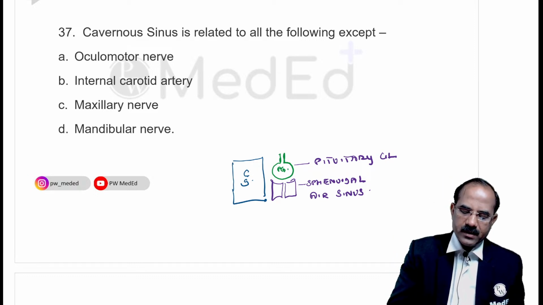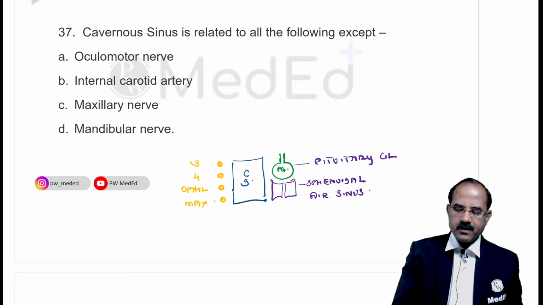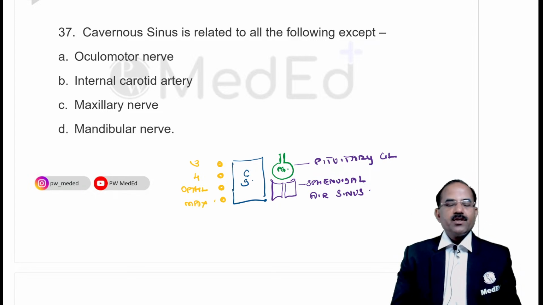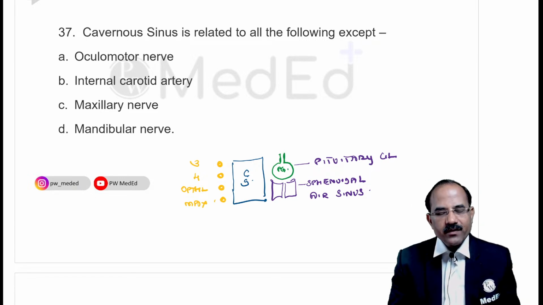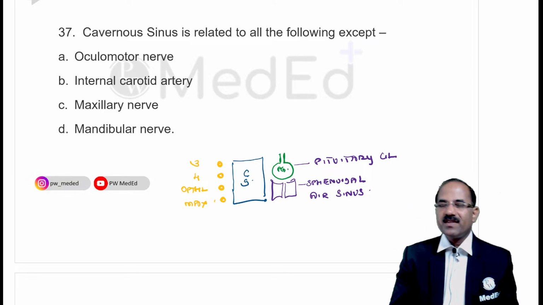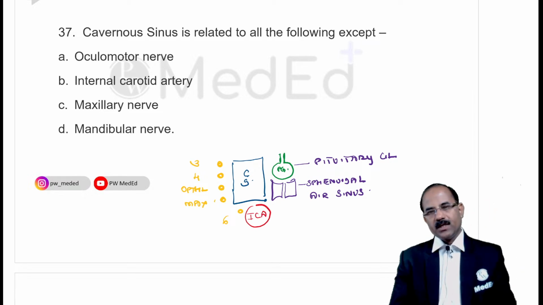In the lateral wall of the cavernous sinus, there are 4 nerves related. That's the third nerve. That's the fourth nerve. This is the ophthalmic division of the trigeminal nerve. That's the maxillary division of the trigeminal. The structures related to the lateral wall of the cavernous sinus are the third nerve, the fourth nerve, the ophthalmic division, and the maxillary division of the trigeminal. Inside the sinus, what's this nerve? That's the sixth nerve. And what is this big artery here, students? That's the internal carotid artery.